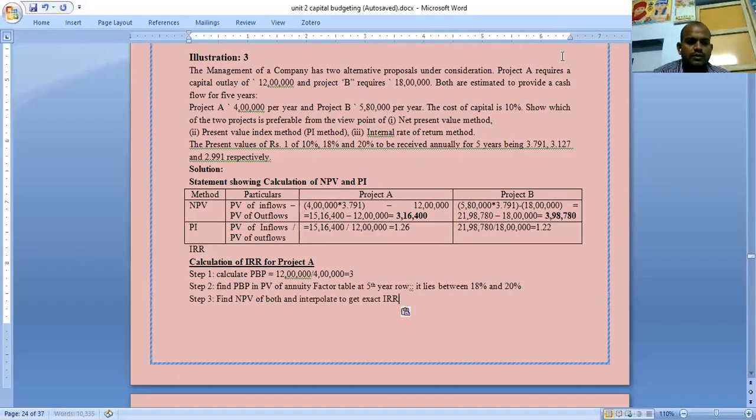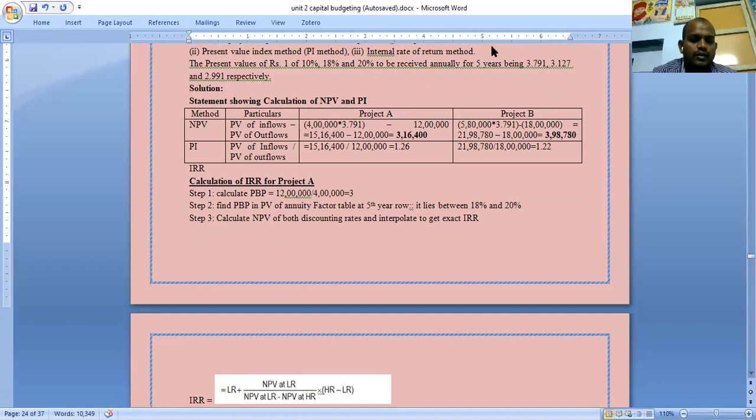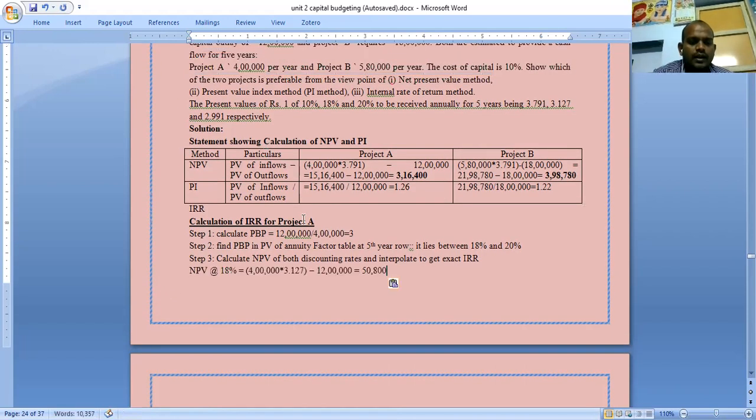Third step is we have to calculate NPV of both the discounting rates and interpolate to get the exact IRR by using the IRR formula. Okay, first of all, we'll calculate the NPVs at the rate of 18% and NPV at the rate of 20%. So present value of inflows minus present value of outflows. So NPV at 18%.